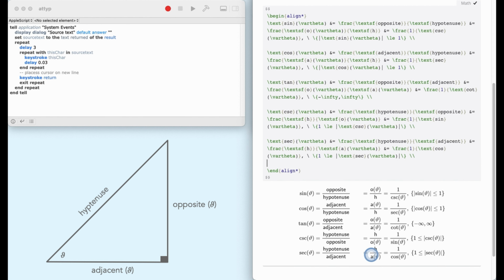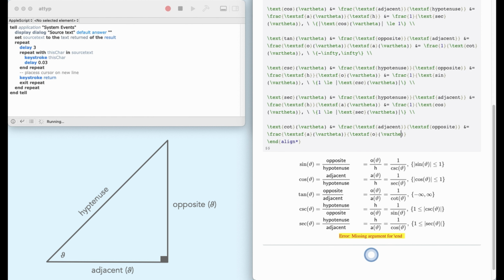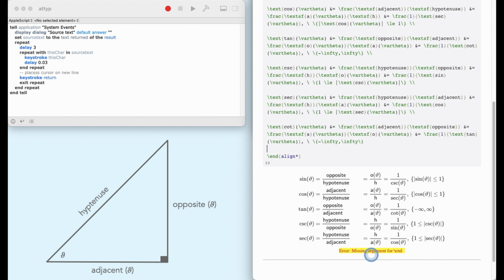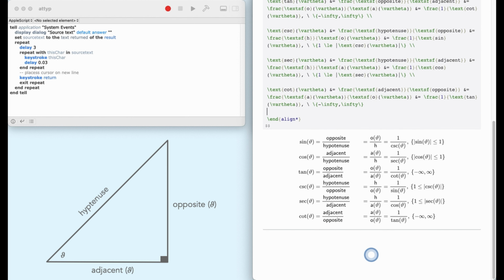And finally, for cotangent of theta, we have adjacent over opposite. Its reciprocal is 1 over tangent of theta, and once again, its range spans all real numbers.